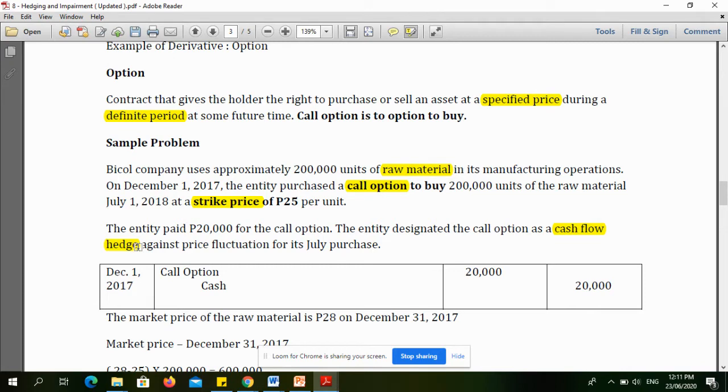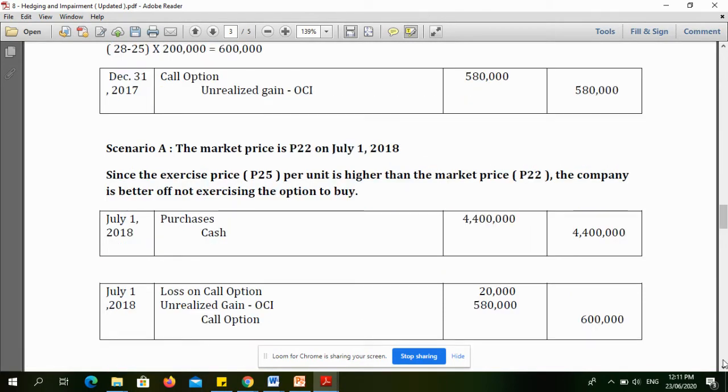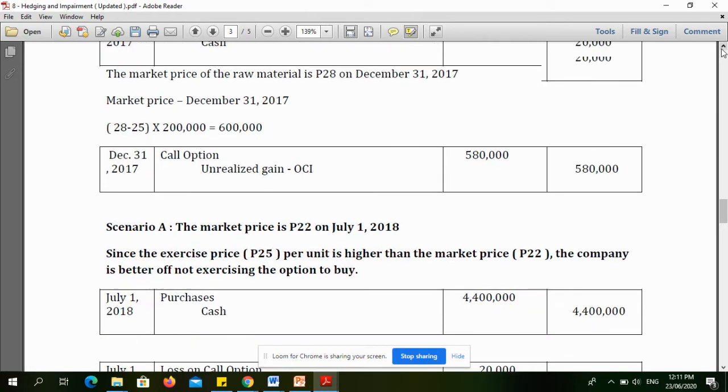So right now, we will start with the journal entries. On December 1, 2017, the debit call option, 20,000 pesos, we credit cash, 20,000 pesos. Because the assumption here is, we bought the call option. Binili natin yung option.